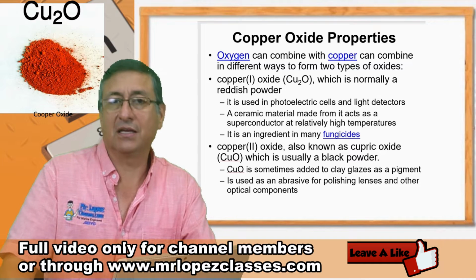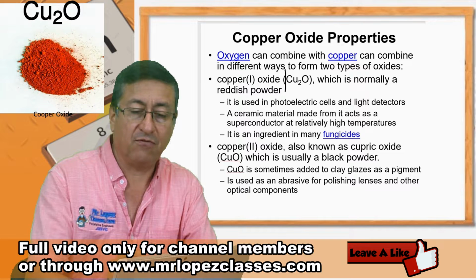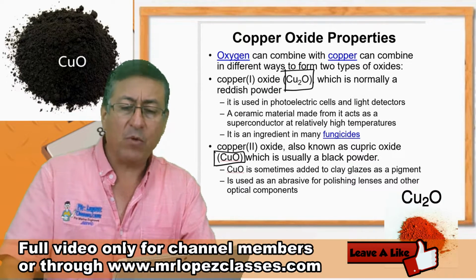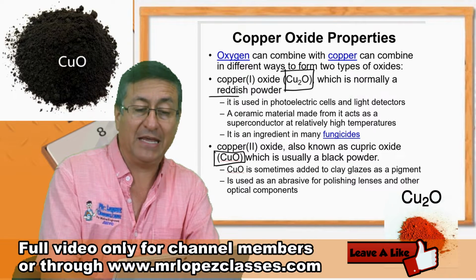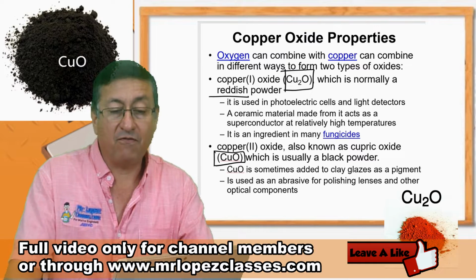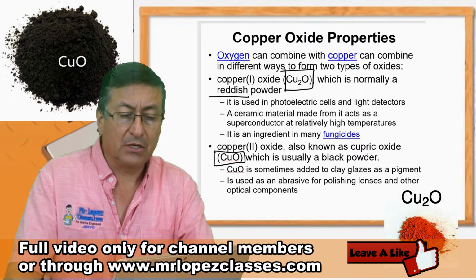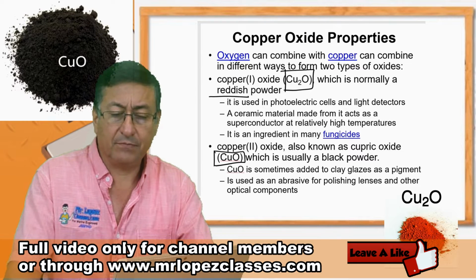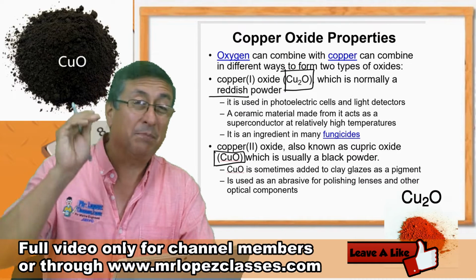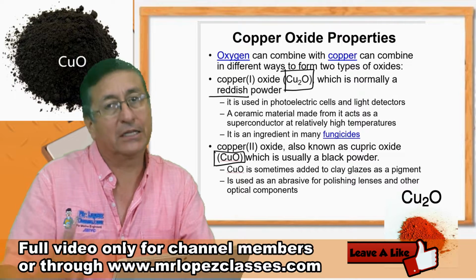Copper 1 is Cu2O. This is the formula for copper 1, and this is the formula for copper 2. Copper 1, the color normally is red, and it is used in photoelectric cells and in lie detectors. It's a ceramic. It's an excellent superconductor. When the temperature is high, it becomes a good conductor of electricity.